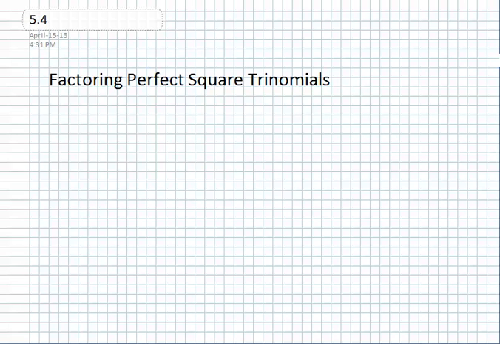For example, factoring perfect square trinomials. We're going to take a second to look at what those look like. Something like x plus 4 times x plus 4, which is the same as saying x plus 4 squared, which is why they're called perfect square trinomials. Now, if you actually multiply this out, you can do it pretty easily.